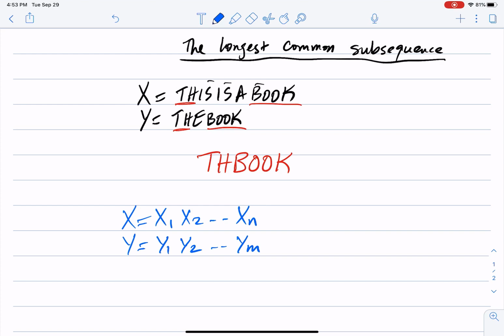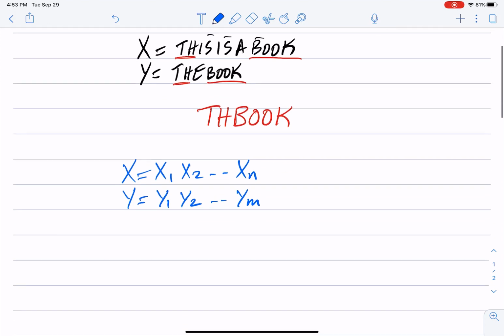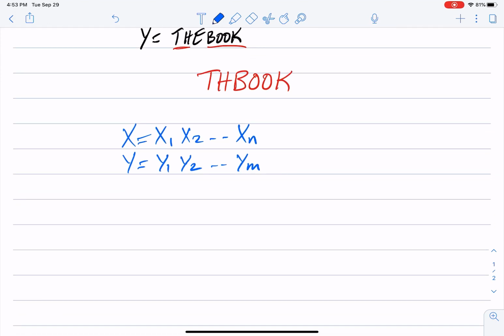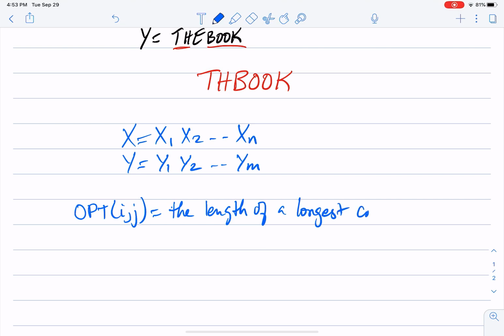Okay, so the way we think about this is as follows. Imagine that we define, again, I will first talk about it in terms of functions that we can call recursively. So imagine that I define opt for optimal, opt of i, j. It's the length of the longest common subsequence of x1 to xi, and y1 to yj.